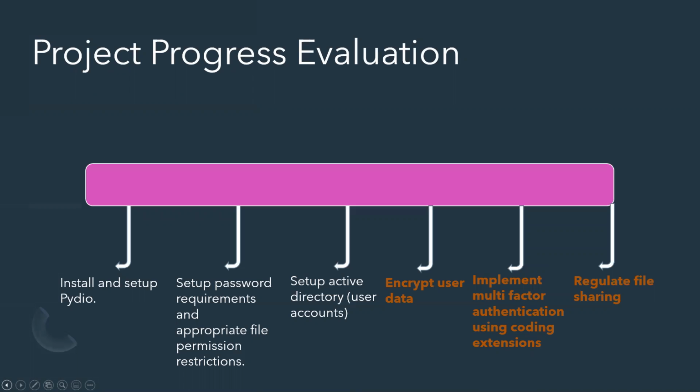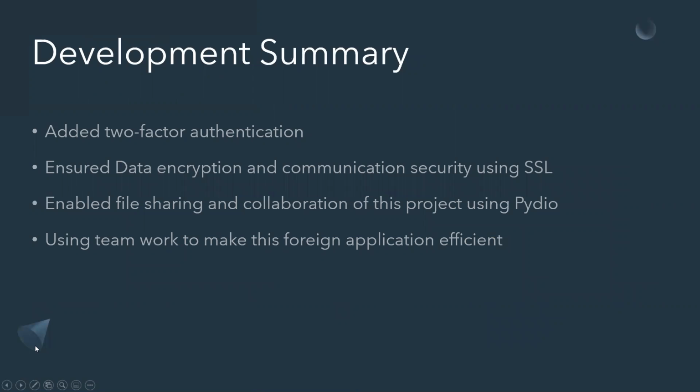So here we have our project evaluation, where we can see what we have done since the last time we showed the project. Now we have encrypted user data. We've also implemented multi-factor authentication by using coding extensions. We also regulate our file sharing. And for our development summary, we added two-factor authentication, and we also ensured data encryption and communication securely using a secure socket layer. We also enabled file sharing and collaboration of this project using PDO, and used teamwork to make sure this foreign application was efficient for us.